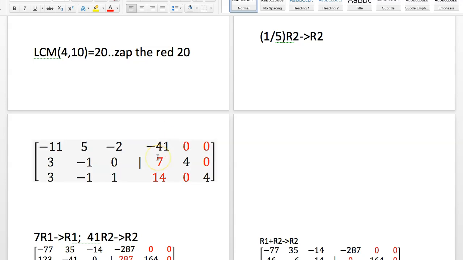Now, 7 and neg 41 is not convenient. 7 and 14 is convenient because 7 times 2 is 14, right? Why didn't I do that first? Why on earth did I? Oh, no. Guys, I so should have got rid of that 14, shouldn't I?